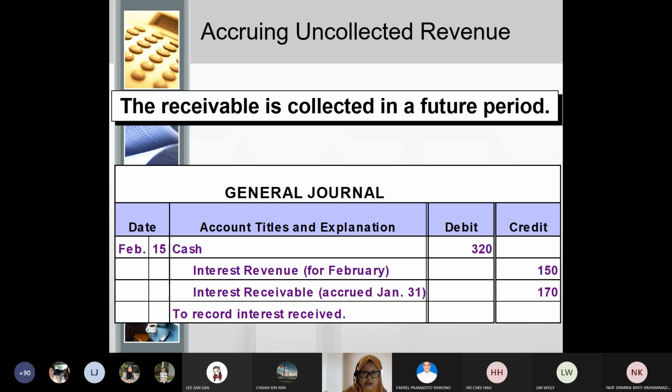Hi, Doctor. Can I ask, is there another name for interest receivable? Another name for interest receivable. We can call it accrued interest received. Okay, thank you, Doctor. Or accrued interest revenue. Okay, accrued interest received or accrued interest revenue. What else? But it's accrued revenue. All right, thanks, Doctor. All right. And then the question.